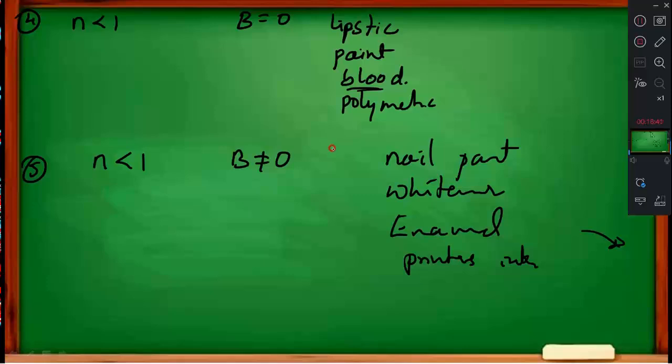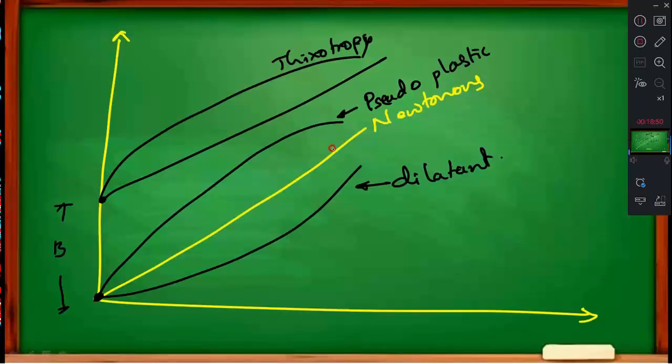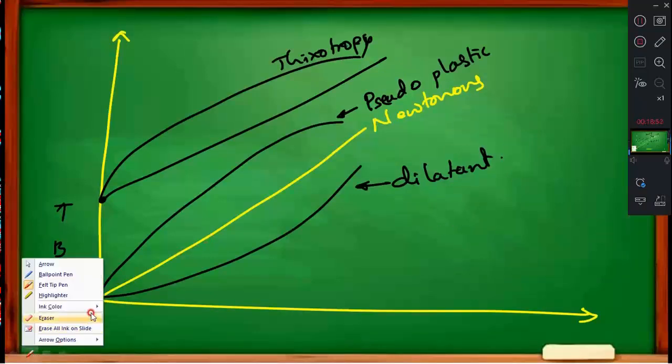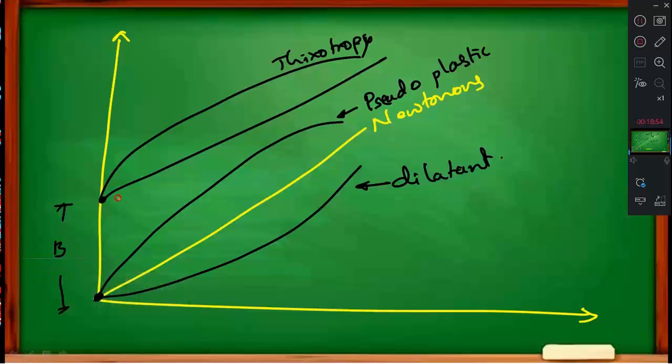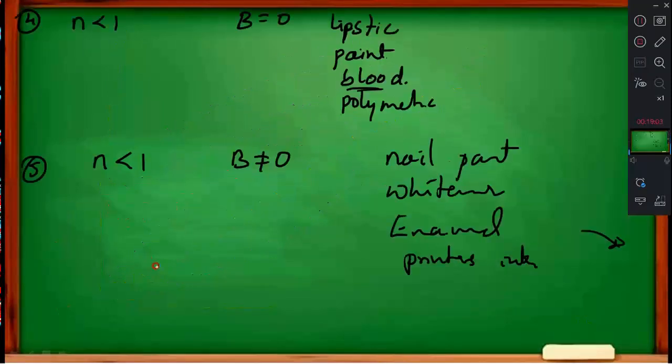Next, the last one, we have one more option. What is left here? Look at this graph, what is left? One more graph I can draw, no? This one. What is that? B is not equal to 0 but n is greater than 1. The sixth one, B is not equal to 0, n is greater than 1.